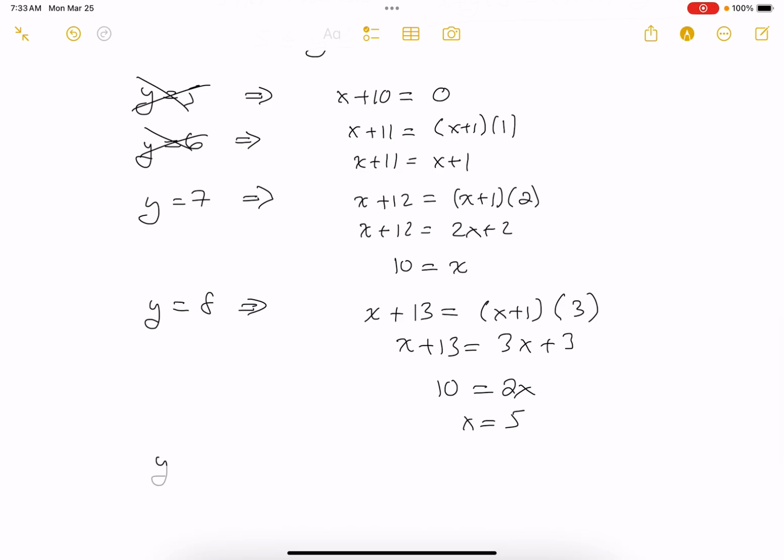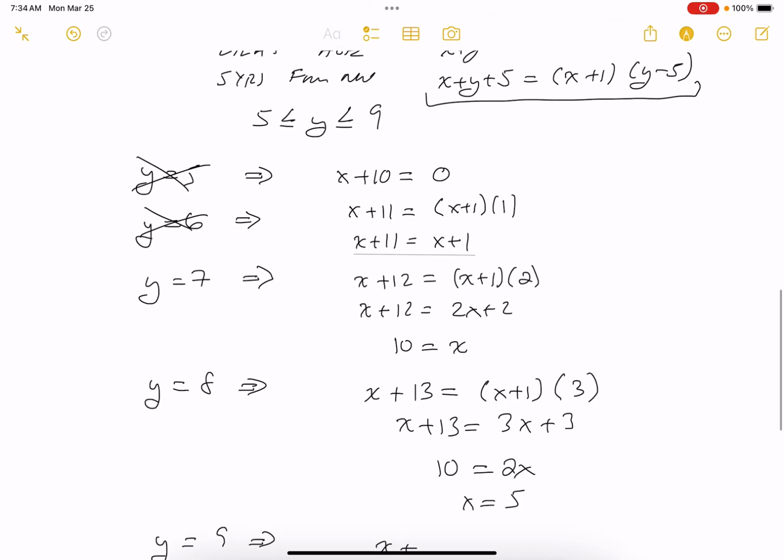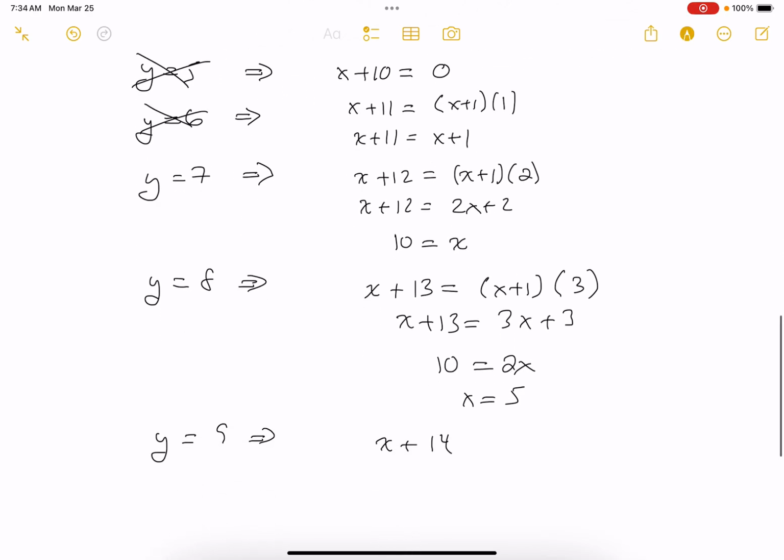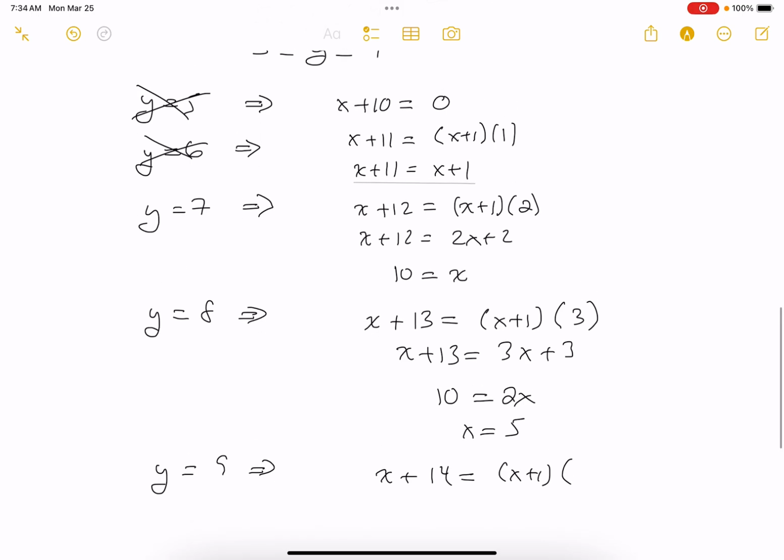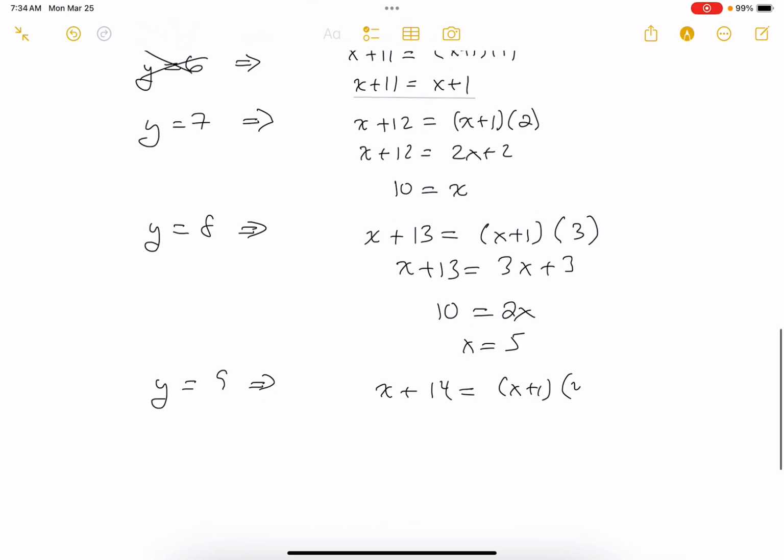Let's do y equals 9 now. It's the last one we're going to check. What do you get over there? X plus, and again, we're checking up there. That's going to be 9 and 5 is 14, equals x plus 1. And again, the y is 9, and y minus 5 is going to be 4. What do you get there? X plus 14 equals 4x plus 4. This gives us 3x equals 10. This side of the question.